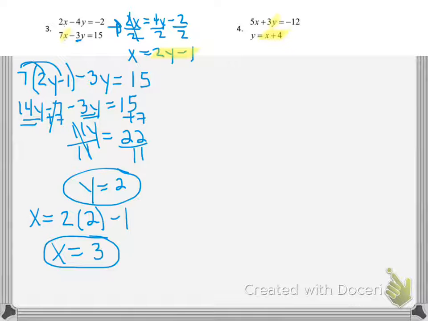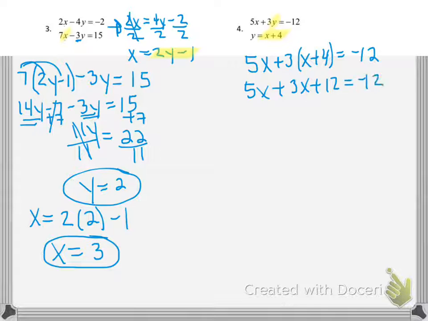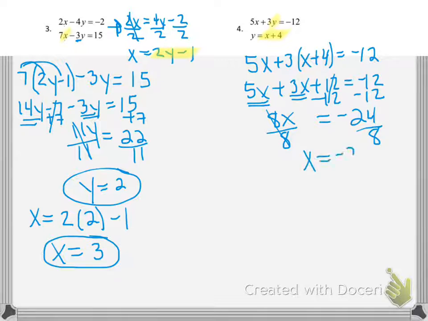I'm going to replace y in the first equation with x plus 4. 5x plus 3 times x plus 4 equals negative 12. Distribute the 3. Okay, combine your x's. And move your 12, so subtract 12 to the other side. Last, divide by 8. So x equals negative 3.